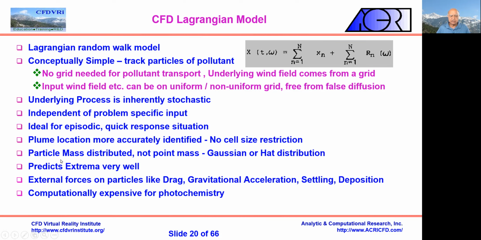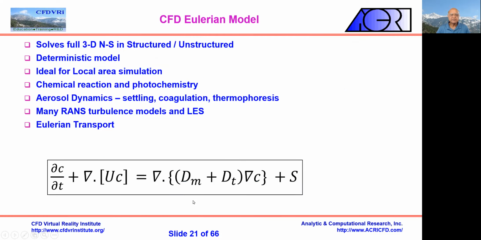So also it usually predicts the extrema very well, okay? If you want the maximum concentration, this is perhaps a much better model than the CFD Eulerian models, okay? And of course, we cannot use this for reactive flows or chemistry. It becomes very expensive for that.